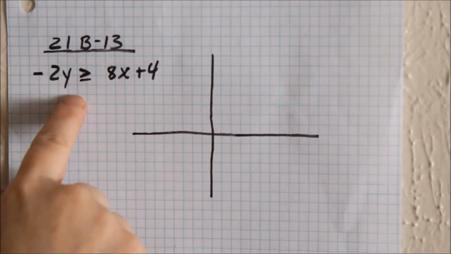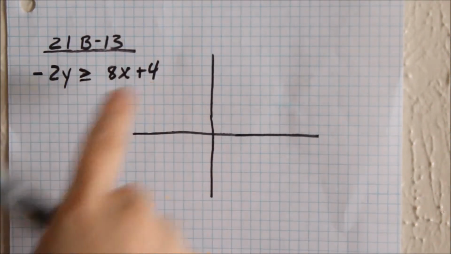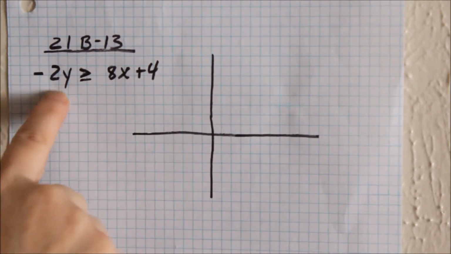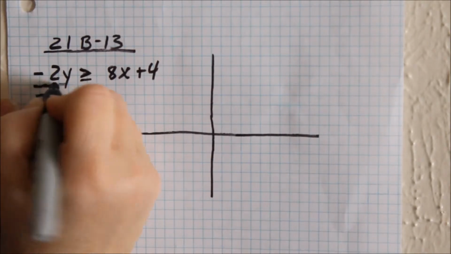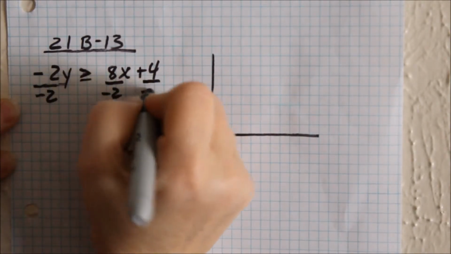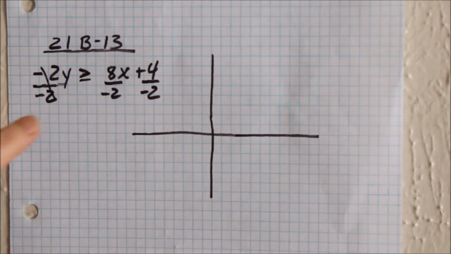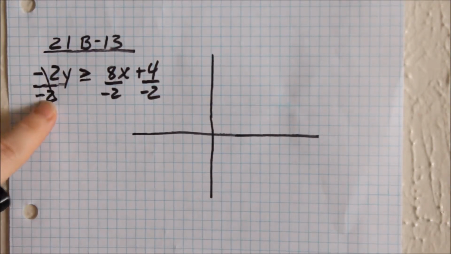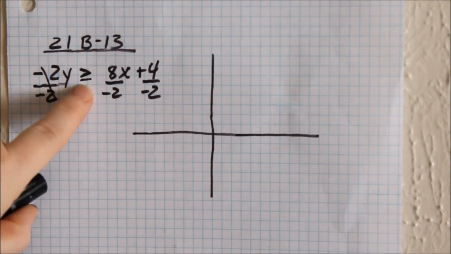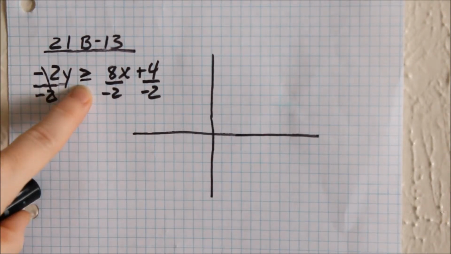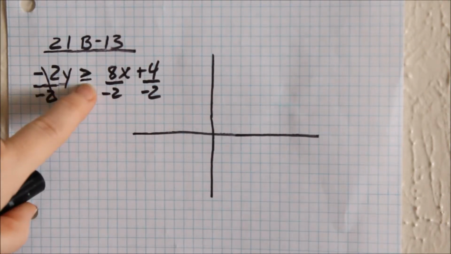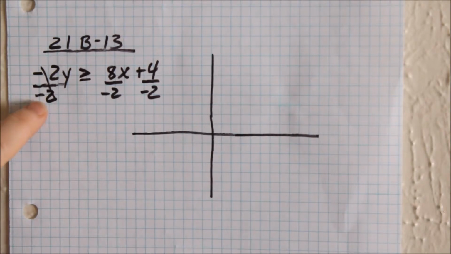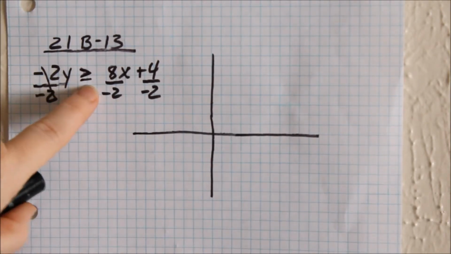21b13, negative 2y is greater than or equal to 8x plus 4. We need to put this in slope-intercept form to graph, which means we have to divide everything by negative 2. Here is the key. When you have an inequality and you are dividing or multiplying by a negative number, you have to flip this inequality sign. Only when you divide or multiply by a negative number do you flip this inequality sign. So since we divided by a negative number, this needs to be flipped.